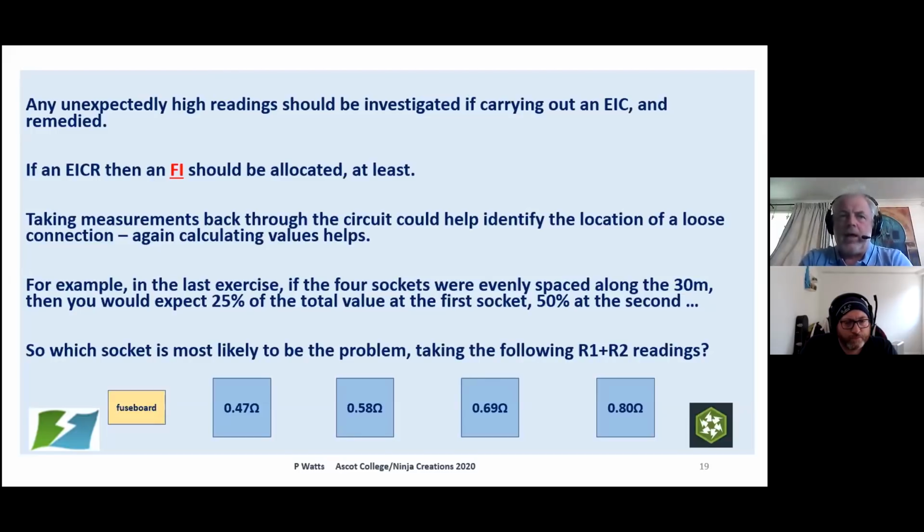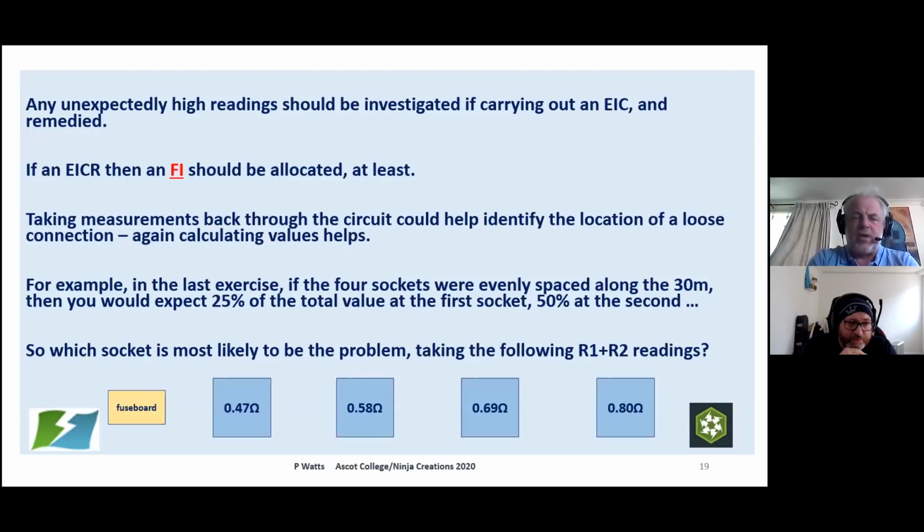Yeah, and we had values like we've got at the bottom. You'd look at that and you think, well, which one is going to most likely have the problem? Okay, so you come from the fuse board, the first socket you get to is 0.47. And you're saying that's the same distance from that one to the 0.5? They're all equidistant.